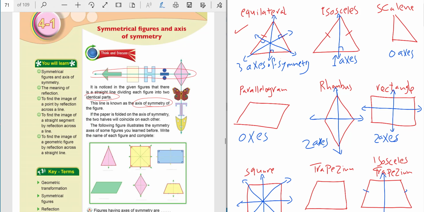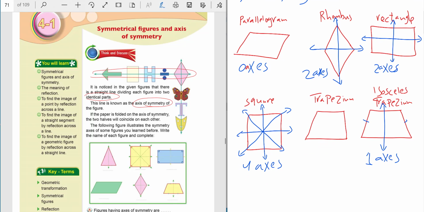Like a parallelogram has zero axes of symmetry, and a rhombus has two axes of symmetry, and a rectangle has two axes of symmetry. And we have the square. A square has four axes of symmetry. A trapezium has no axis of symmetry, zero axes. And the isosceles trapezium has one axis of symmetry.